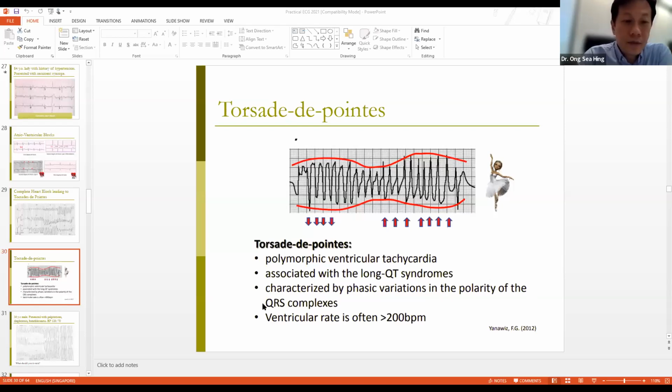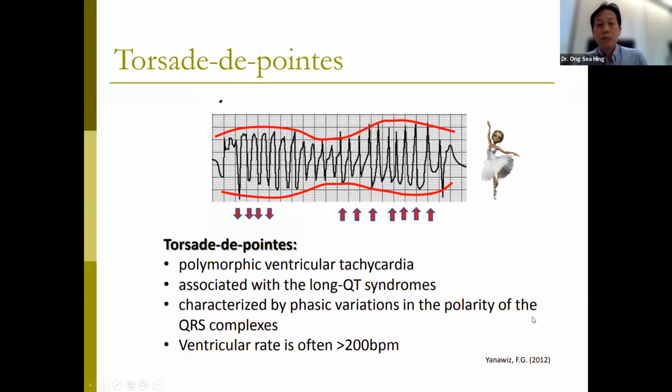And glad that some of you have come back again for this session, the second session of the ECG. I think the last time we stopped at this slide here, where we talked about Torsades.